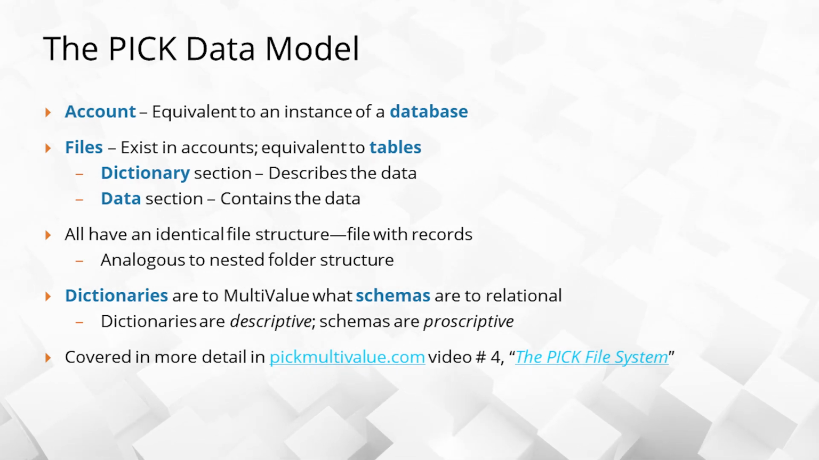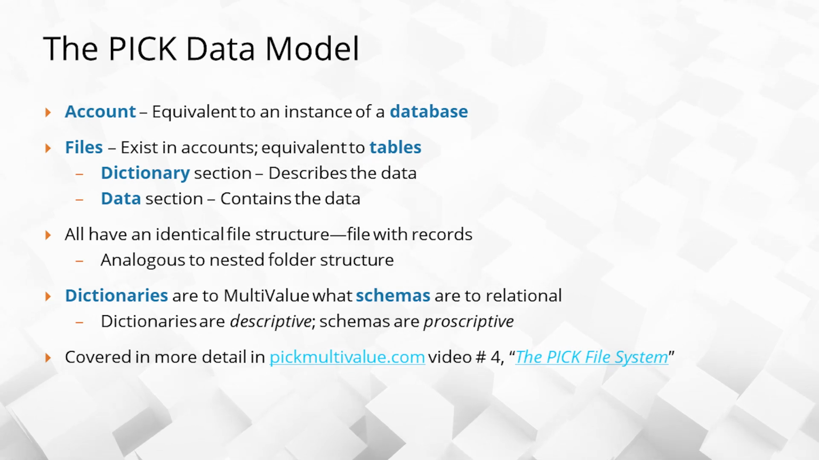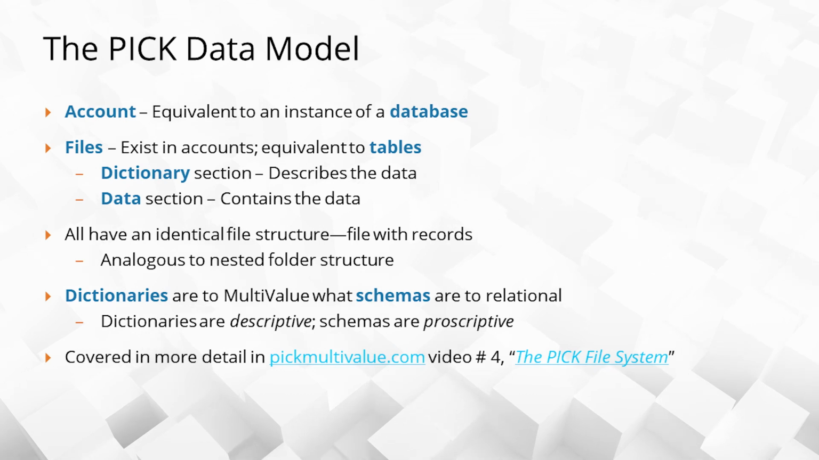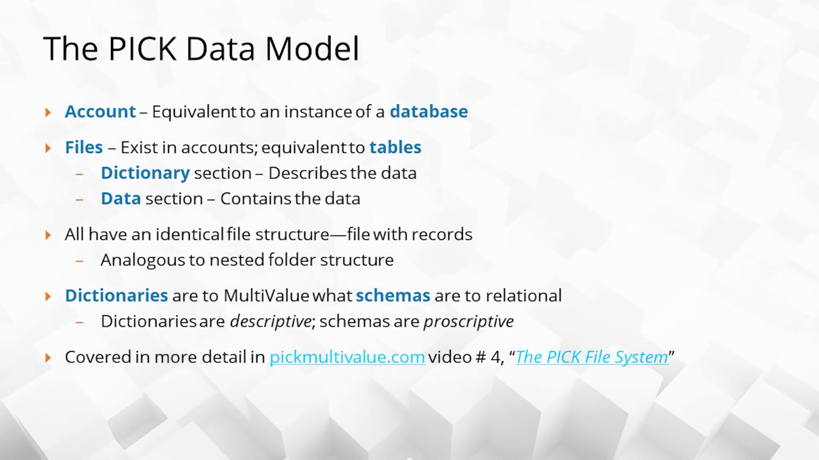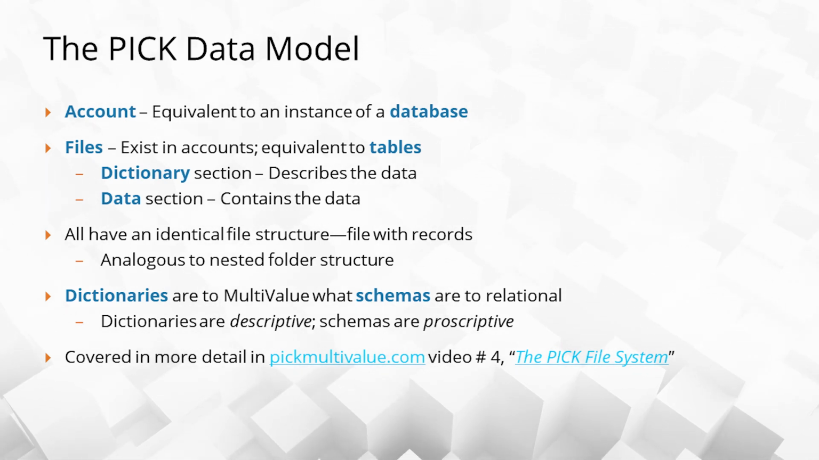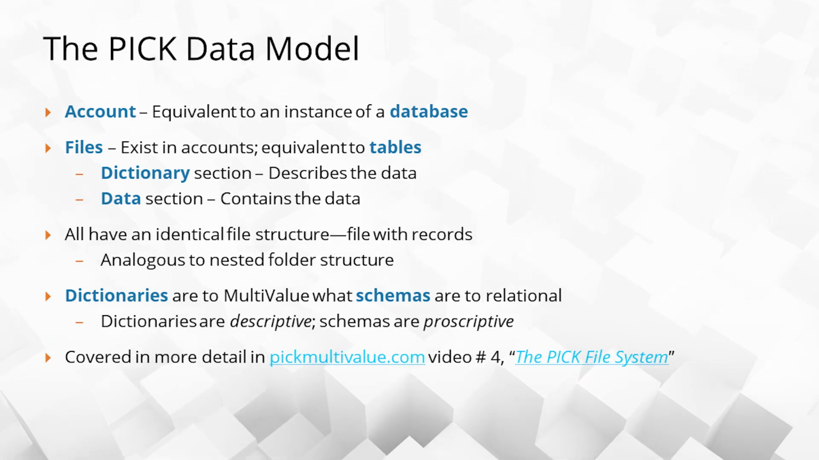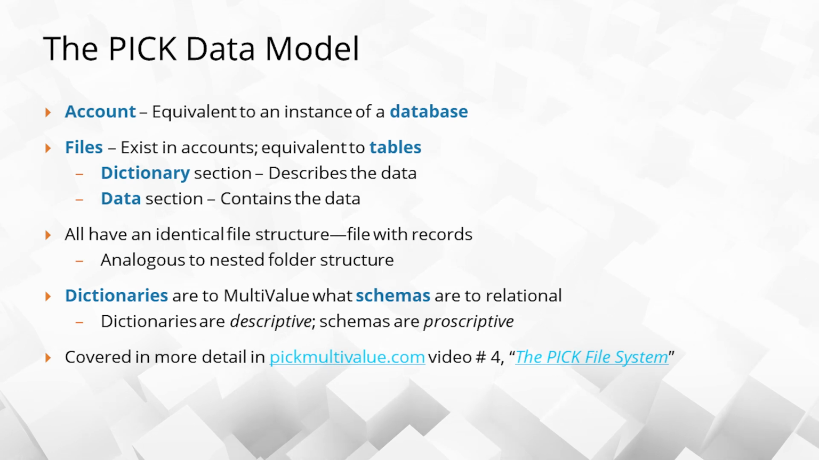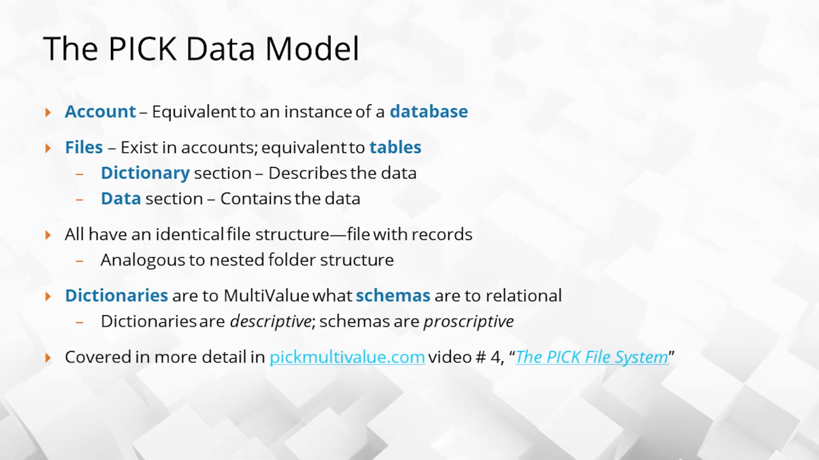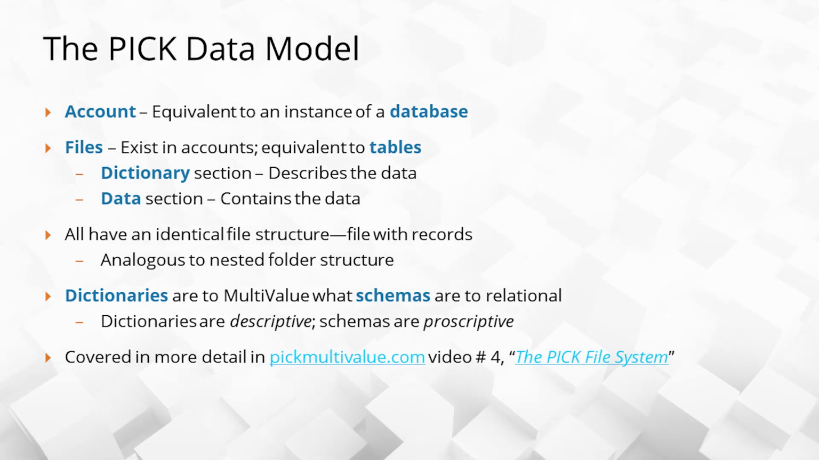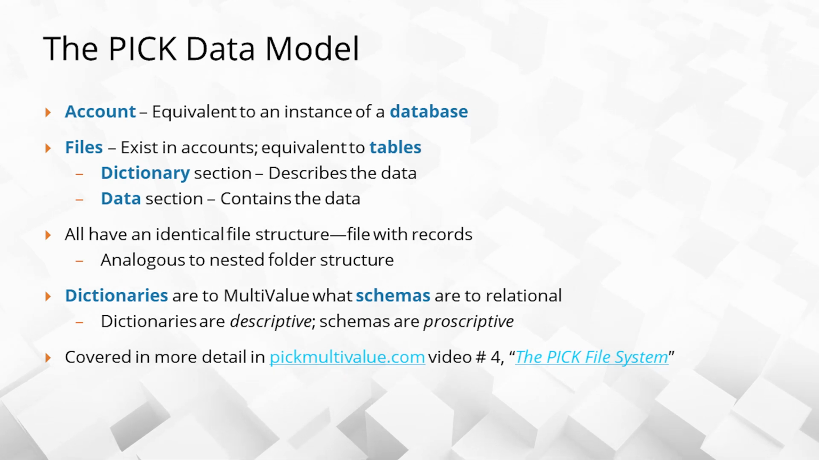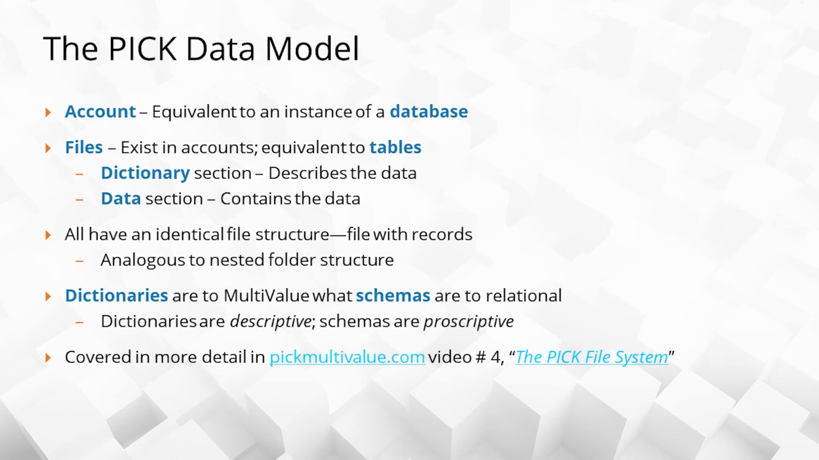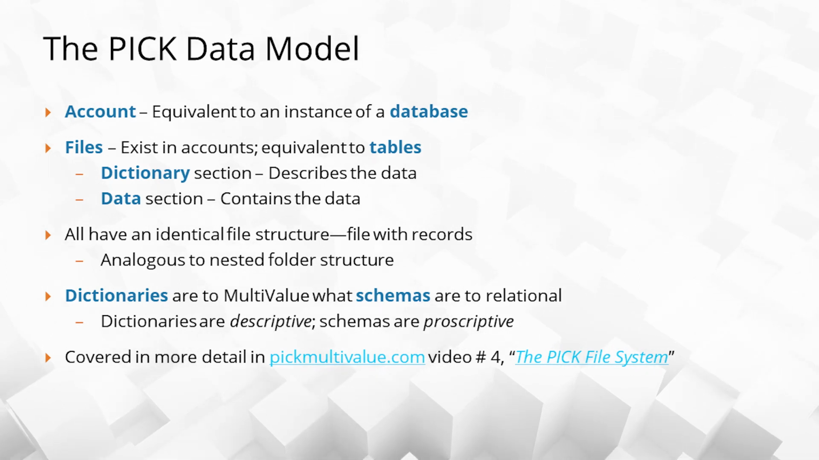Dictionaries are to the multi-value file system what schemas are to relational databases. But there's a really big difference here. The dictionary is a descriptive model and a schema is proscriptive. That means the dictionary says what it should be and the schema says what it must be. So dictionaries are using the descriptive model. It's very flexible, but you can also put junk in places where you would be disallowed in a relational system.